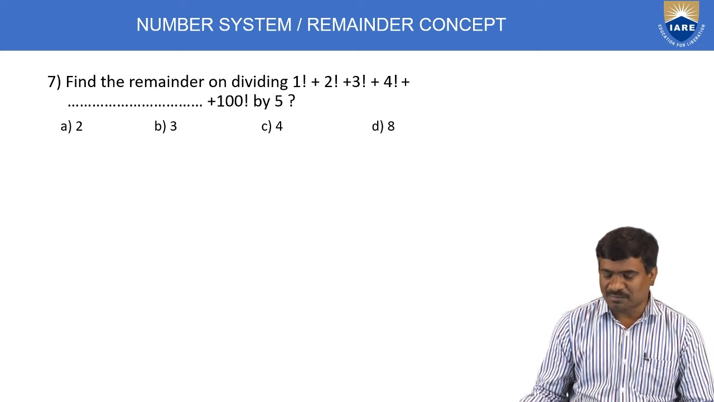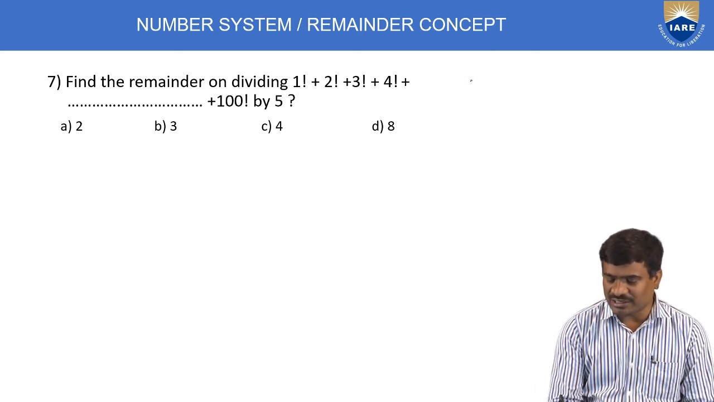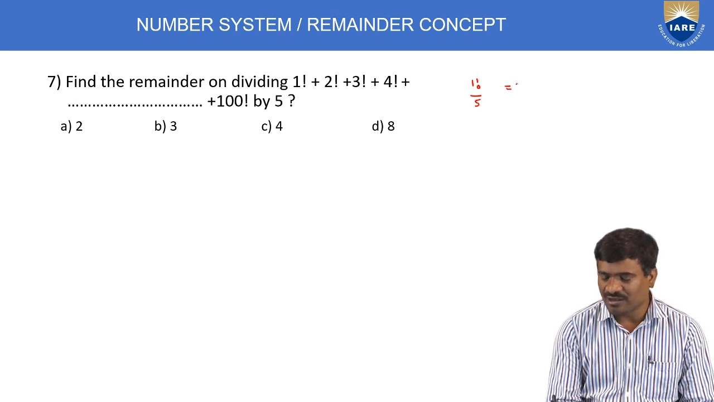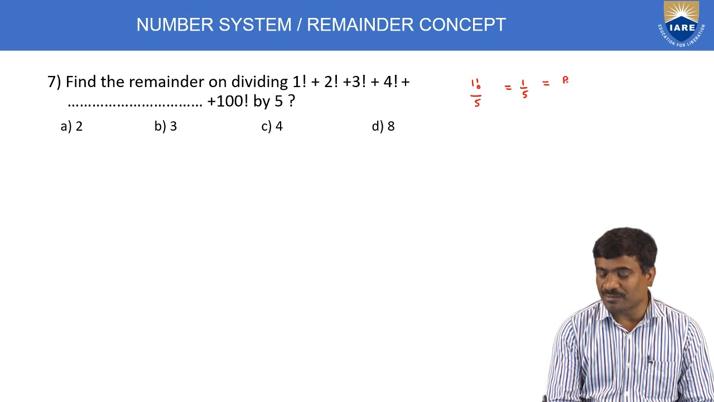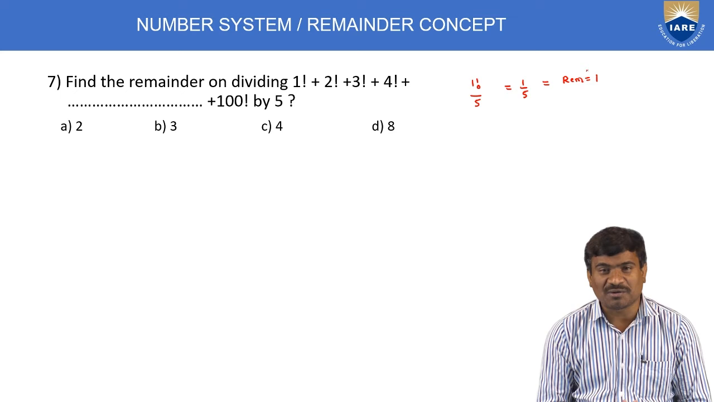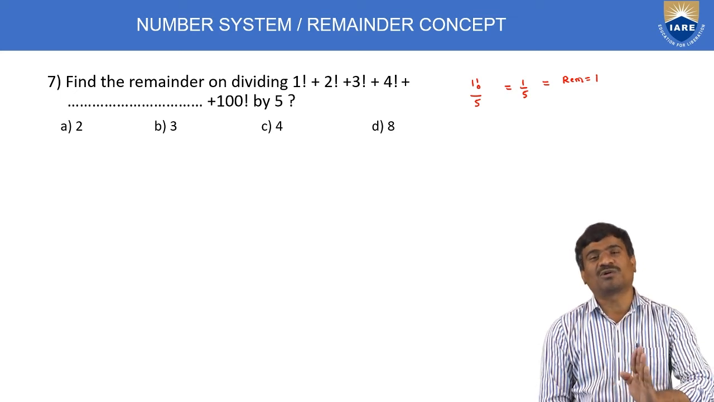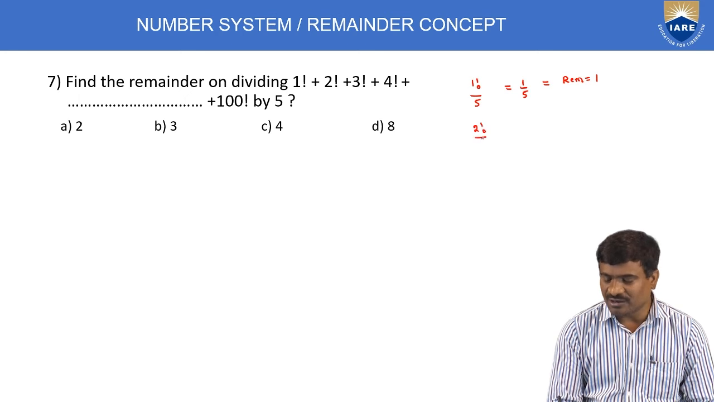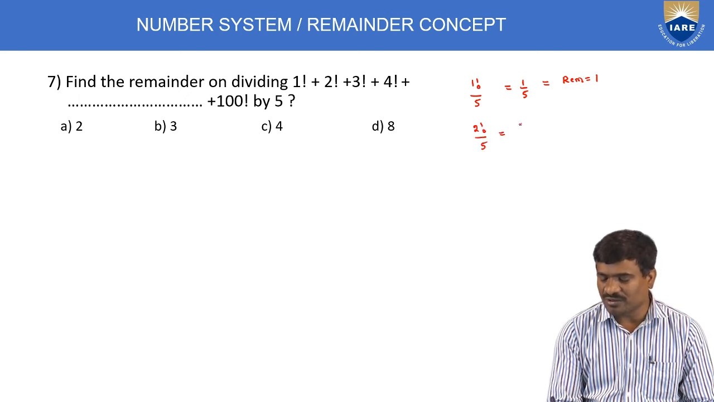Here, seventh example method. First calculate the individual answers. 1 factorial divided by 5. 1 factorial is equal to 1. 1 by 5 gives remainder 1, not equal to 0. 1 is not divisible by 5, and also don't convert it into a decimal. Next, 2 factorial by 5. 2 factorial is equal to 2. 2 by 5, the remainder is only 2.